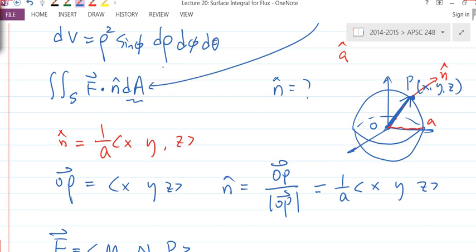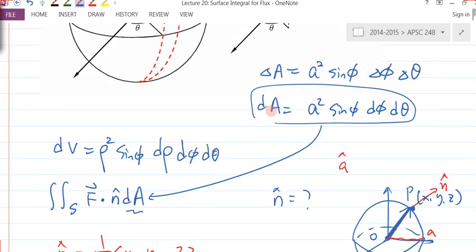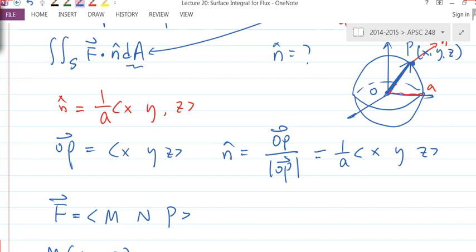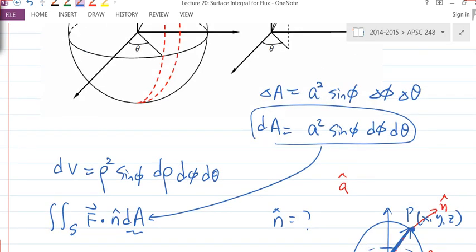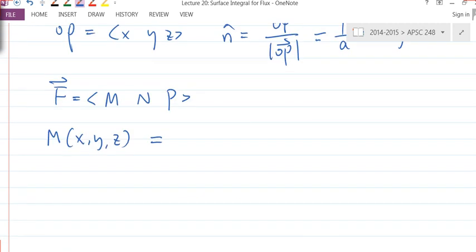Where's my rho, where's my phi and theta, right? So you have to put everything into one set of variables. In other words, we have to change this x, y, z into phi and theta. How do I do that? Spherical coordinates. What's the conversion between spherical coordinates and x, y, z?